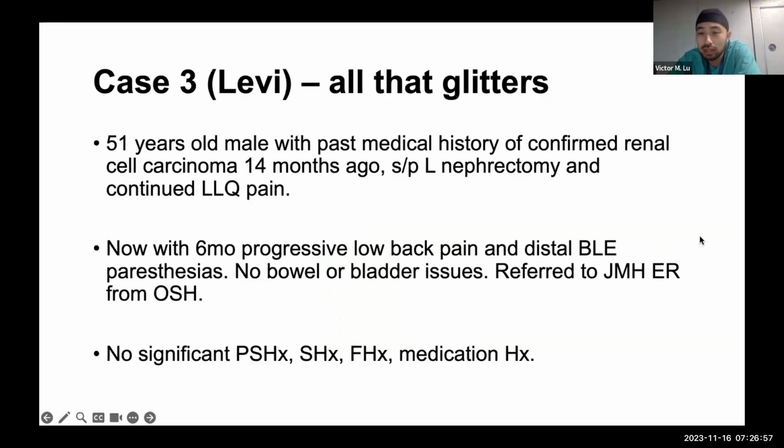Next, we have case number 3. Case of Dr. Levy's. I call it All That Glitters Is Not Gold. We'll see why in a second. Seth, are you on?